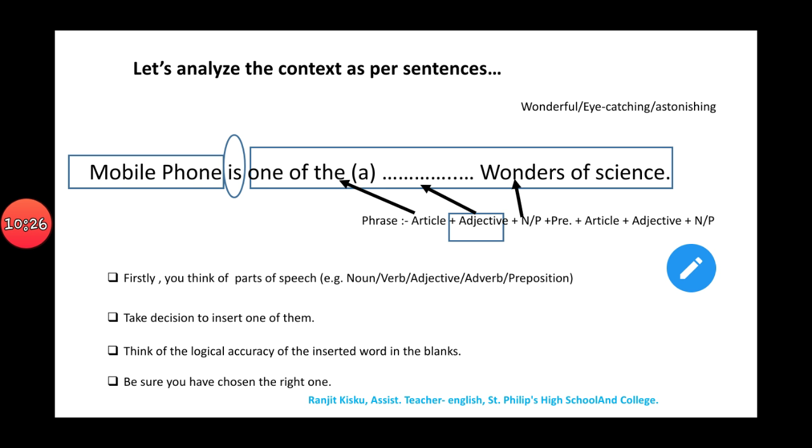Let's see. The adjective may be wonderful, eye-catching, astonishing. All these are adjectives, and you have to put one of them. So I'm going to put wonderful. Wonderful is an adjective because it can modify the word wonders.